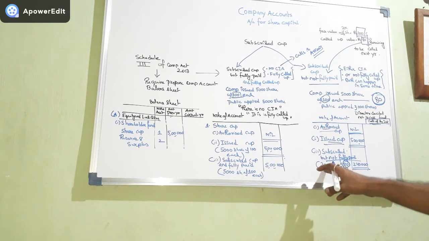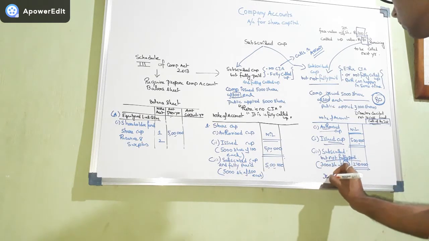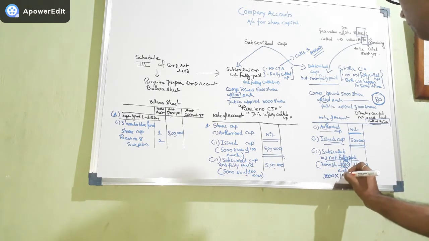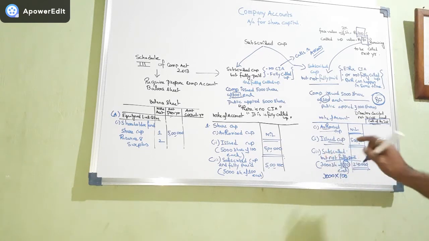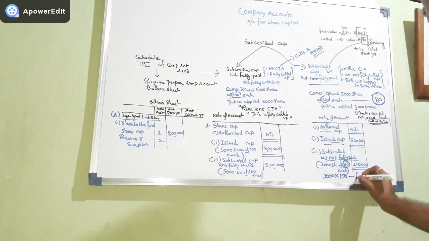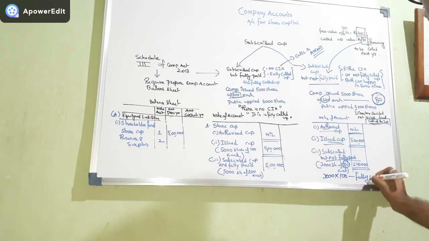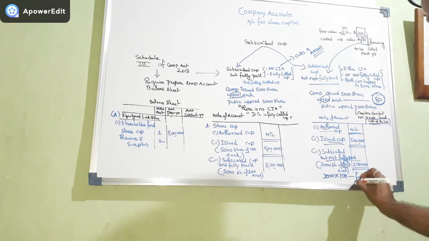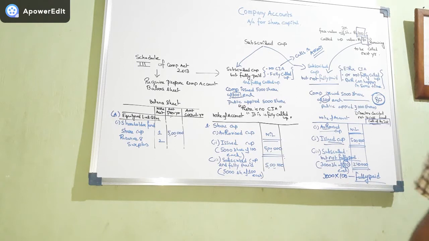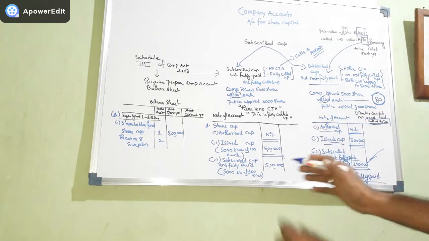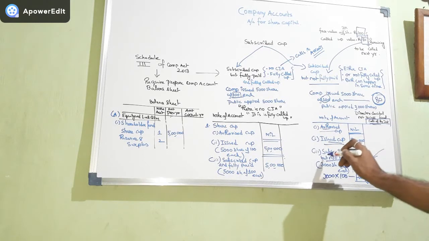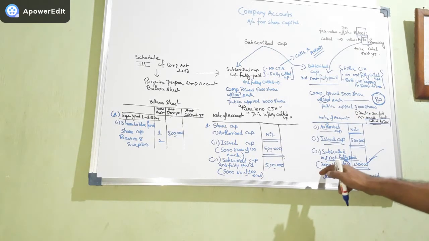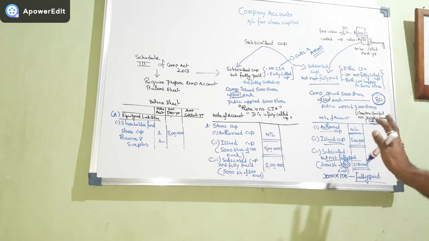If it had been 3,000 into 100, we shouldn't have written not fully paid. We should have written fully paid. As it is not happening here, as we are writing 3,000 shares of 80 each, we are not going to get the full amount. So it will come under the banner of subscribed capital not fully paid. So 3,000 equity shares of 80 is 2,40,000.